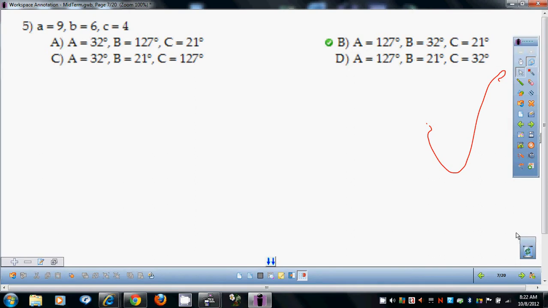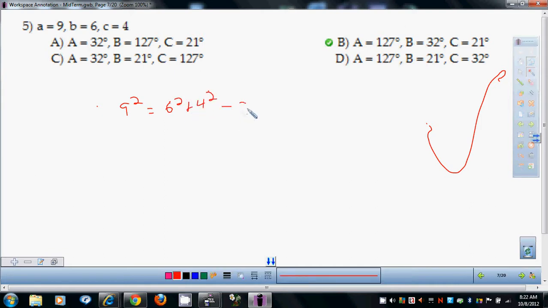And even if you hadn't remembered that, no big deal. We still would have set it up, I'll just set it up and you could have finished it, I guess. If we started out looking for side A, so that would be, what am I doing? I know what A is. B squared plus C squared minus 2BC cosine of A, which we didn't know. And there you go. And you could have solved that for angle A, found that it was 127, and then done law of sines to find angle B or C.